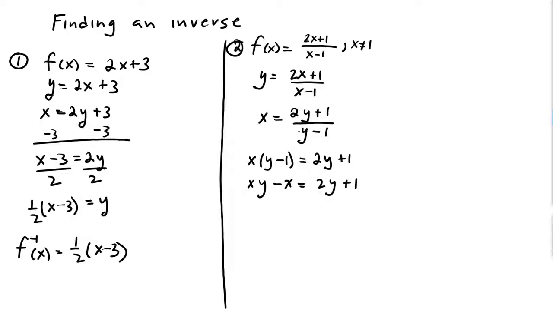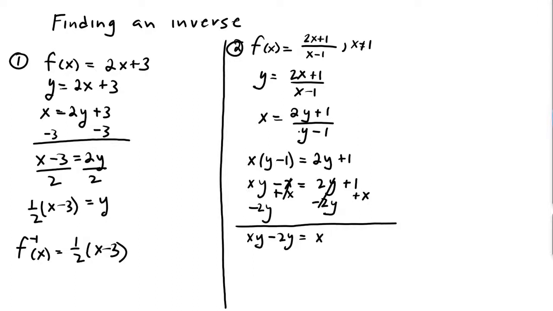I have to multiply this out, so I get xy minus x equals 2y plus 1. Now the key here is, just like solving any equation, I need to group my variables. So I need all my y's on one side. That's the variable I want to group. I want everything else on the other side. So I can subtract 2y from this side. But then I have to move this x over, so I'm also going to add x. That adds to 0 and that adds to 0. So I'm left on this side with xy minus 2y, and I'm left on this side with x plus 1.